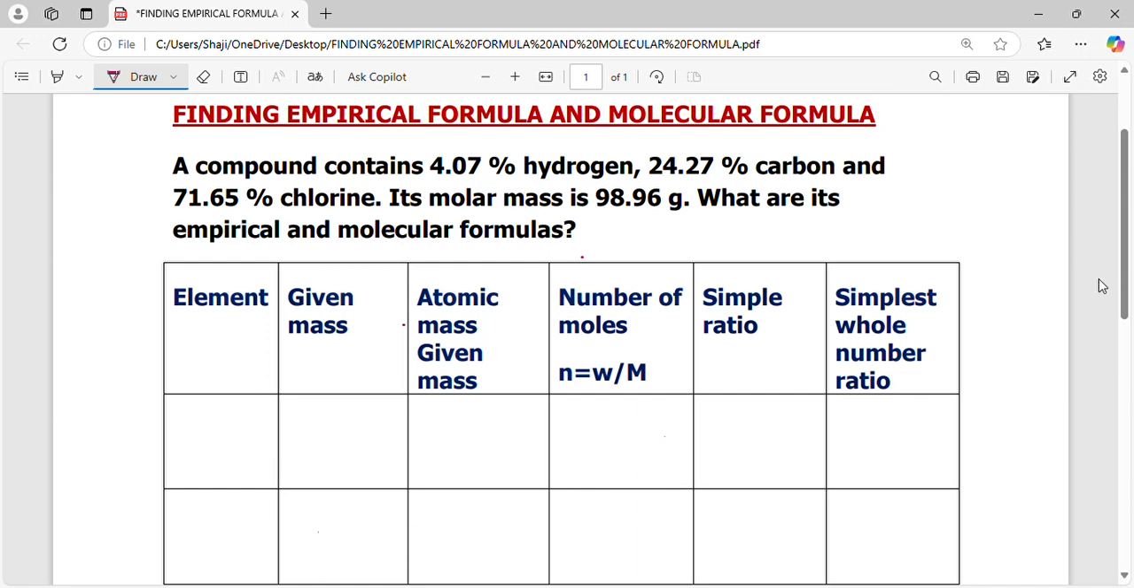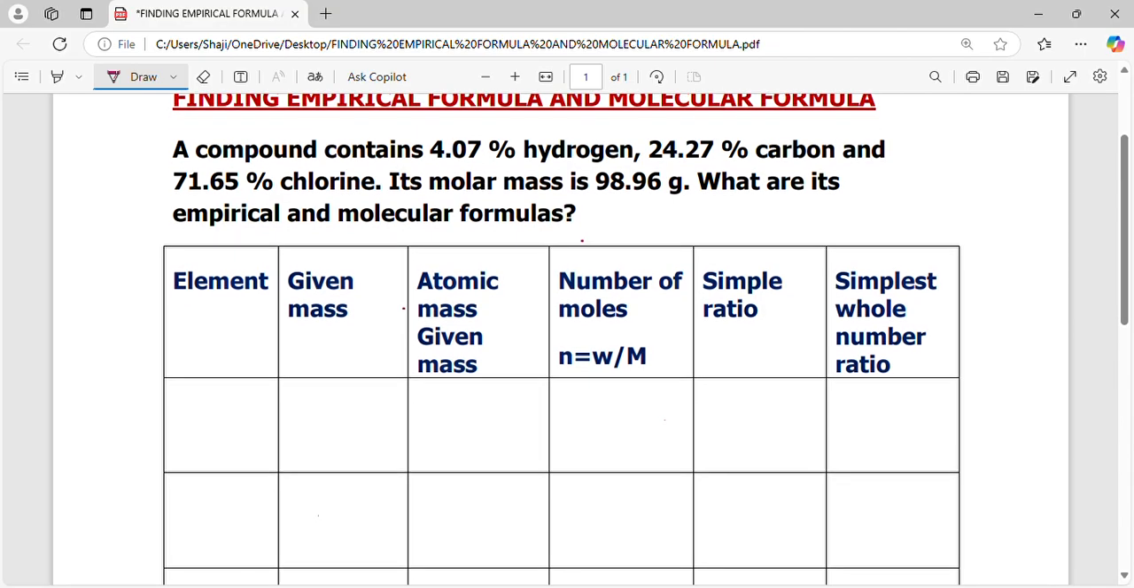Hi friends, today let's calculate the empirical and molecular formula of a given compound by using the given percentage composition of the elements. Here is a question with three elements: hydrogen, carbon and chlorine. The percentage composition is given and its molecular mass is also given as 98.96. The question is to calculate the empirical and molecular formula of that compound.